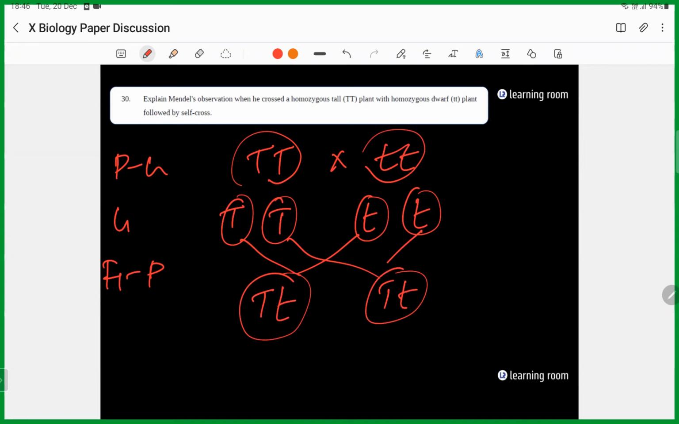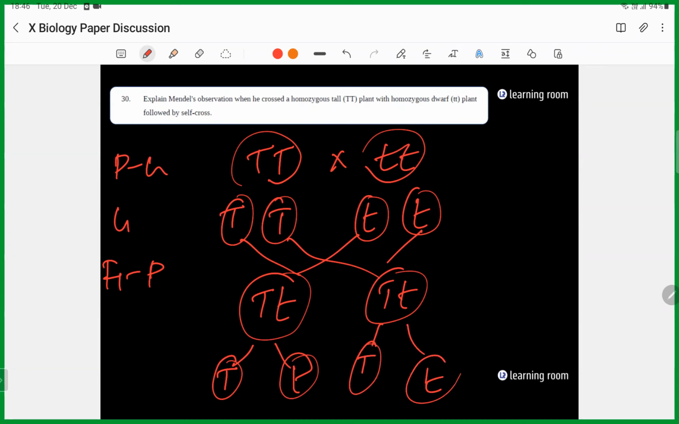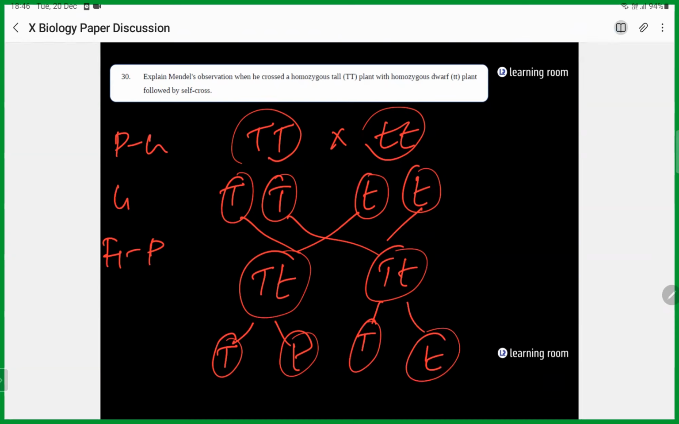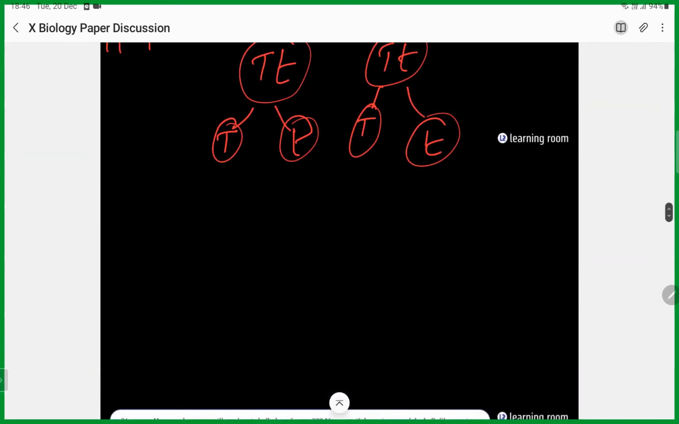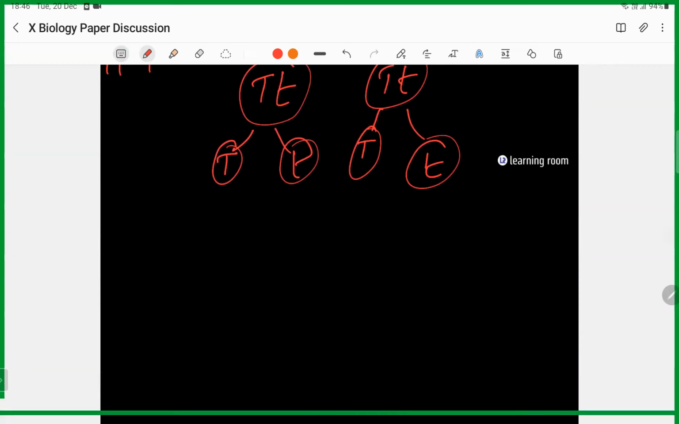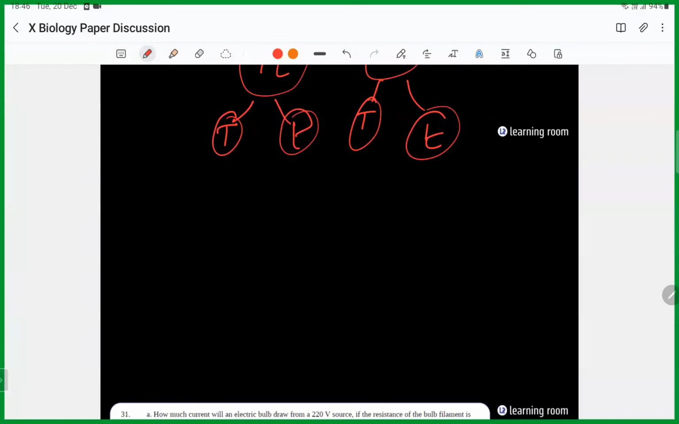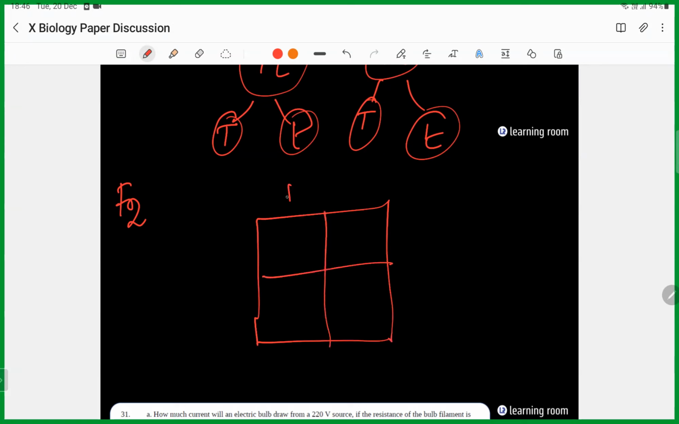Okay. And then how the gametes form here: one big T and one small t. All of you worked this out? Yes, sir. And then how the second generation is formed. One is both big T, next one is one small t and one big T, like that. I basically do the Punnett square.